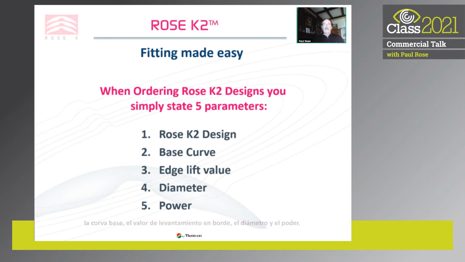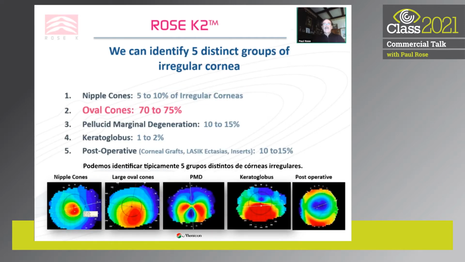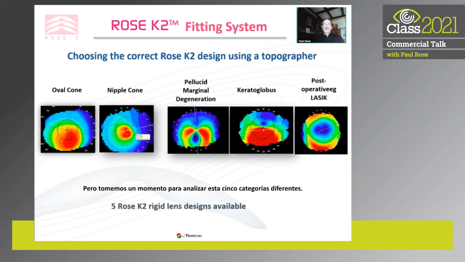diameter, and the power. We can identify typically 5 distinct groups of irregular cornea, and although some of them overlap a little bit, experts tend to agree there are these 5 different separate groups, with the most common being the oval cone and the least common being keratoglobus. So I'm just going to take a moment to analyze these 5 different categories.